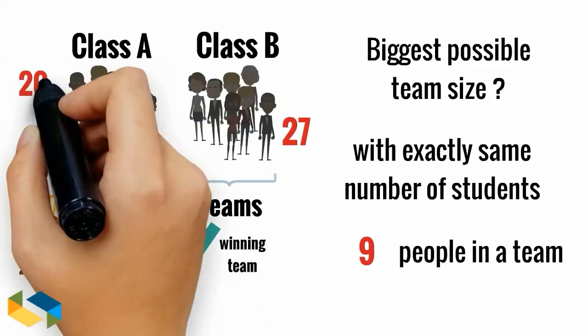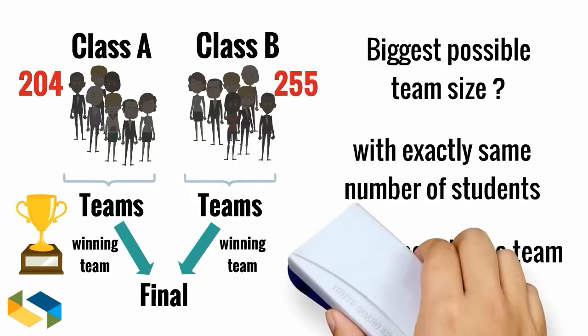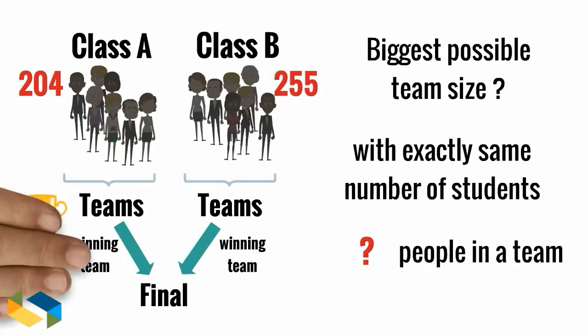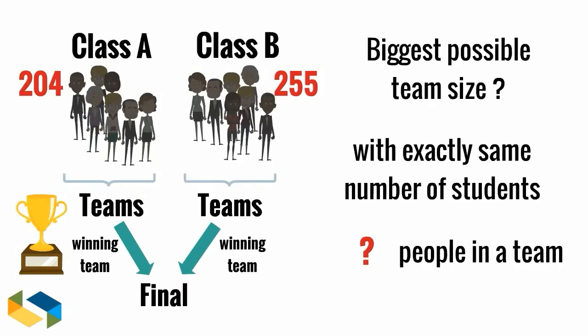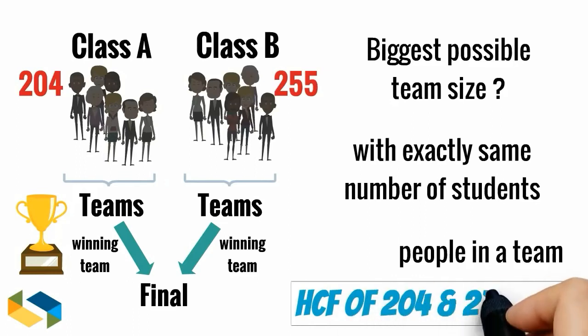But what if class A had 204 students and class B had 255 students. What would be the biggest possible team size then? Well, careful observation may not help here. So use highest common factor. The HCF of 204 and 255 is 51. So the team would be 51 students each.